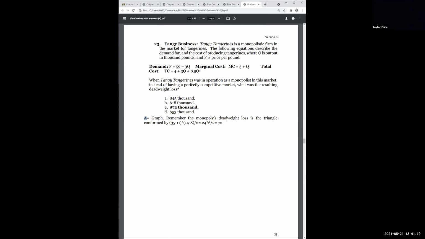So for this one, basically what you want to do is remember, and let me, because the graph is actually a good idea, just because that'll tell you what you need to figure out. So we have demand, this is our marginal cost, that's MC, and this is demand. And so we know that the monopolist is going to have some form of deadweight loss. So we can just say this is the monopolist's deadweight loss.